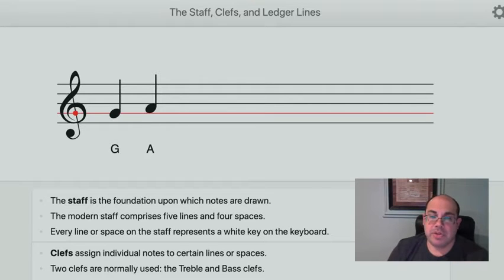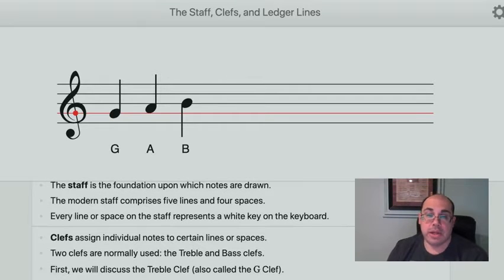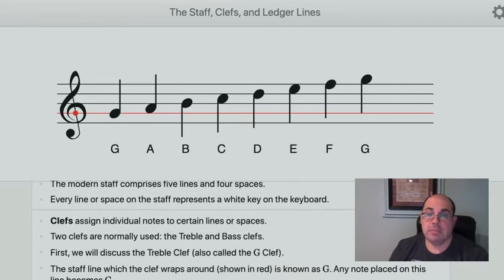And many of my students get confused and they think that the next note above a G is an H because that's our regular alphabet. But remember, we're in a musical alphabet here, so there is no H note. So after A, the next line up is going to be the note B, then the next space, C, then line D, E, F, and G.